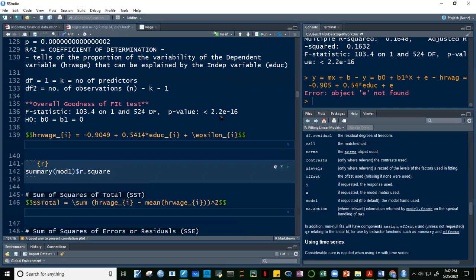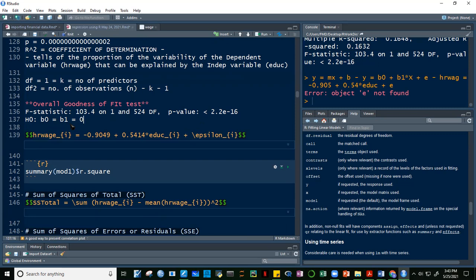And then since P is less than 0.05, ang conclusion natin is we reject the null hypothesis that all the parameters, all the coefficients are all equal to 0 because the p-value is less than 0.05. There's strong reason to believe that at least one, no? At least one of this. Hindi natin sinasabing lahat zero yan, no? At least one of the parameters is not equal to zero.